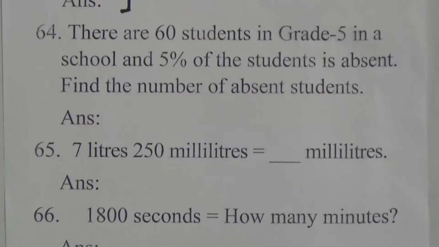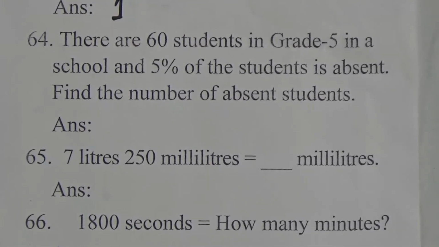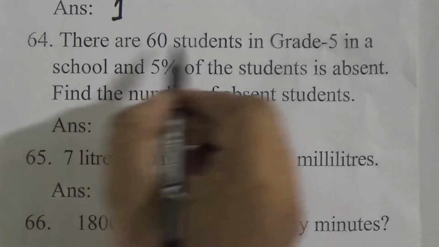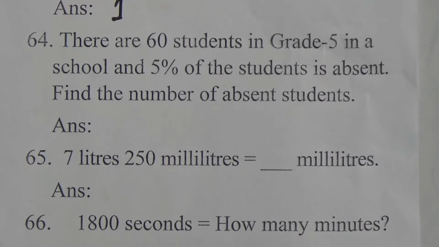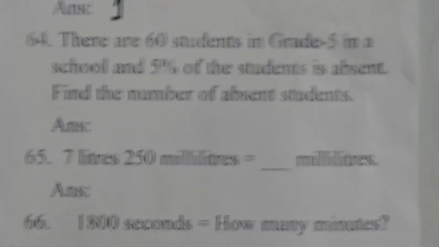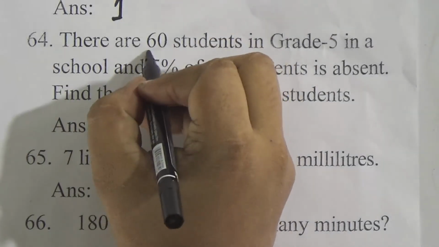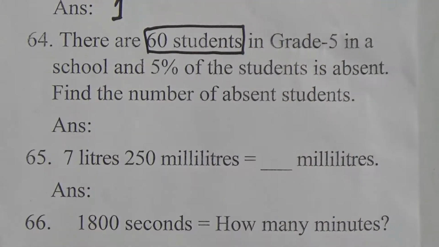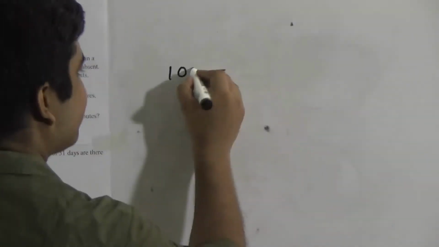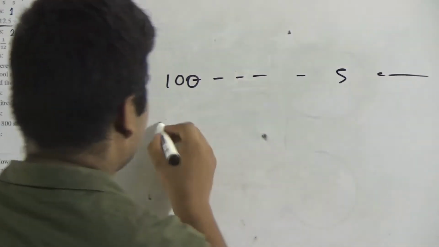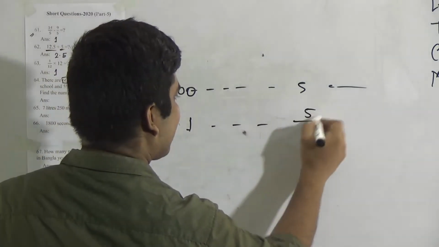The next question, question number 64, which comes from chapter 9, percentage. Notice there are 60 students in grade 5 in a school and 5% of the students are absent. Find the number of absent students. Notice the total number of students in class 5 is 60. Here you notice 5% of the students are absent. What do you mean by 5% of the students absent? 5% absent students means out of 100 students, 5 students are absent. So I write this. Out of 100 students, 5 students are absent. So out of 1 student what? It will be 5 by 100.